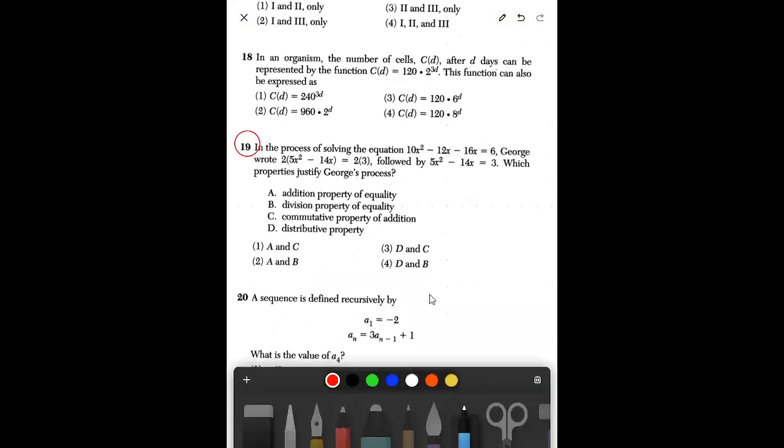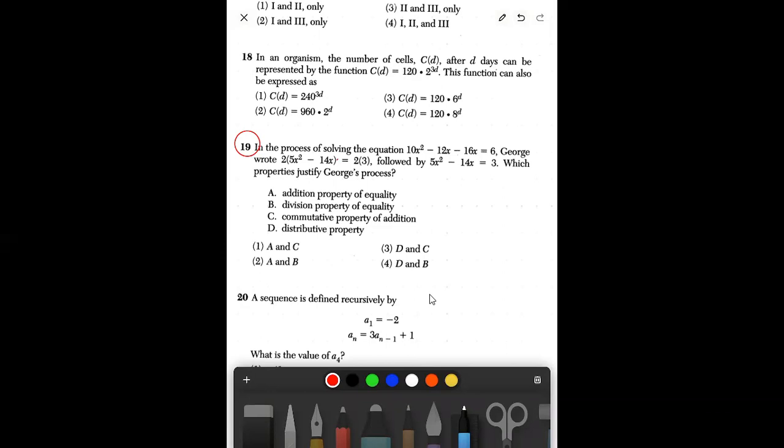It says, in the process of solving 10x squared minus 12x minus 16x equals 6, George wrote 2 parentheses 5x squared minus 14x close parentheses equals 2 times 3, followed by 5x squared minus 14x equals 3. Which property justifies George's process?